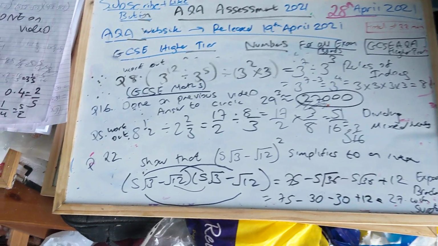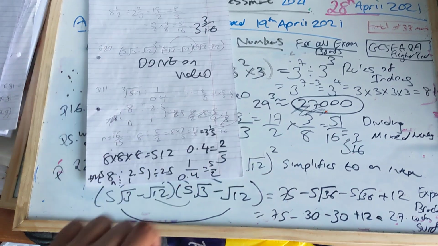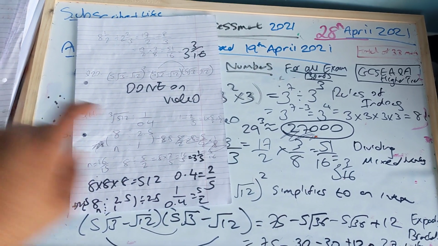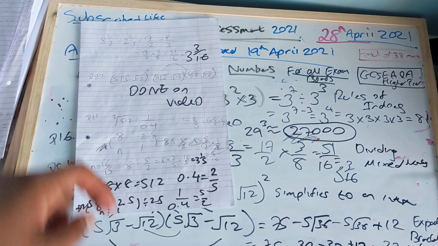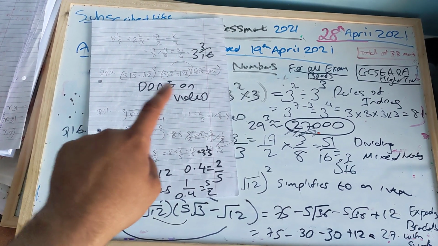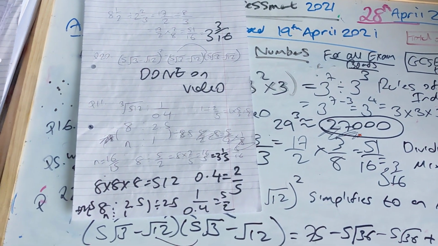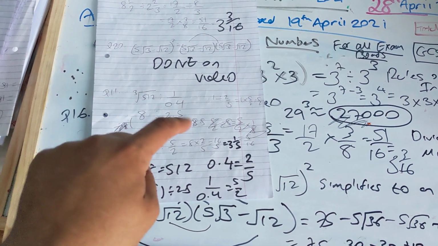I have actually got one more question on here, which I think I've put on this question here, which is question 11. Sorry if I confused you. So it says, write the cube root of 512 and the reciprocal of 0.4 as a ratio in the form of n to 1.